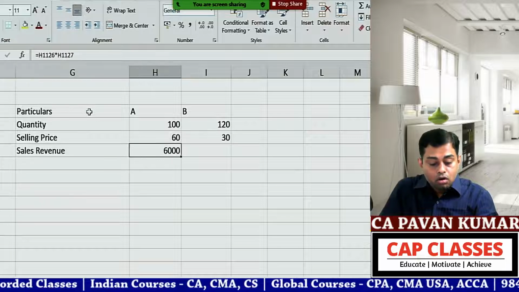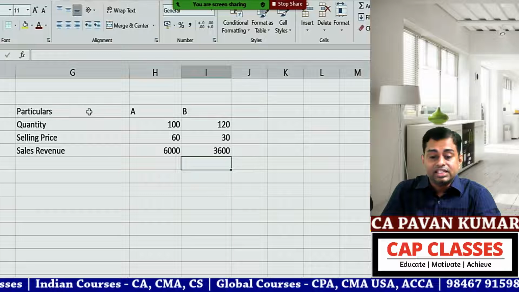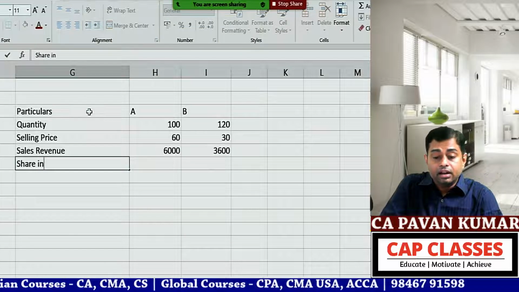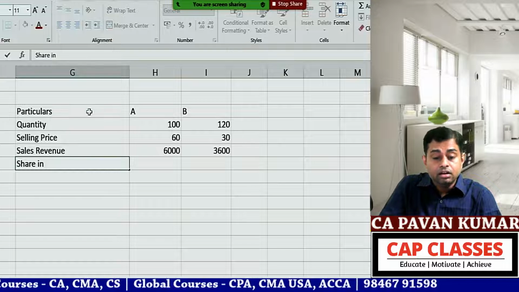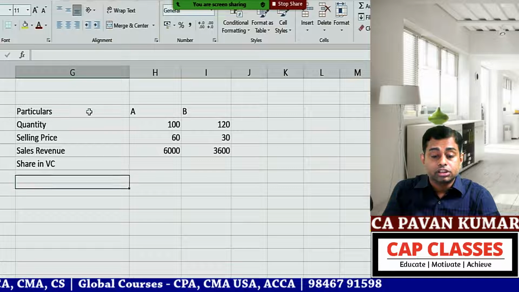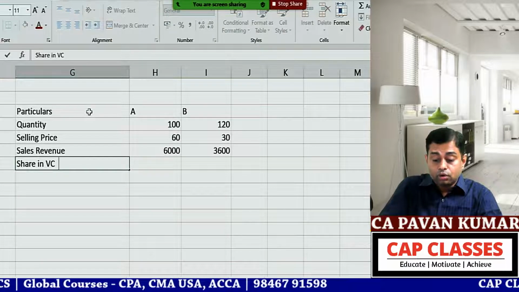Sales revenue, tell me. 3,600. Correct, this is sales revenue. Okay, now share in variable cost. So how will we calculate share in variable cost? Based on physical quantity.